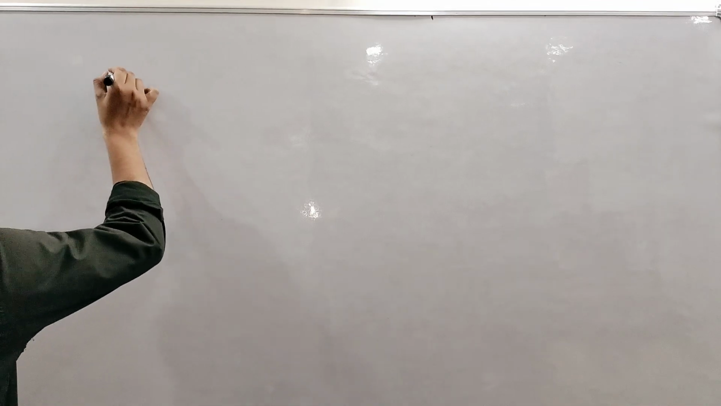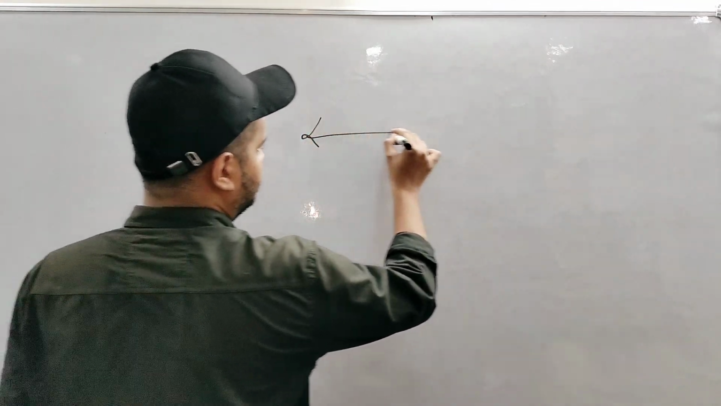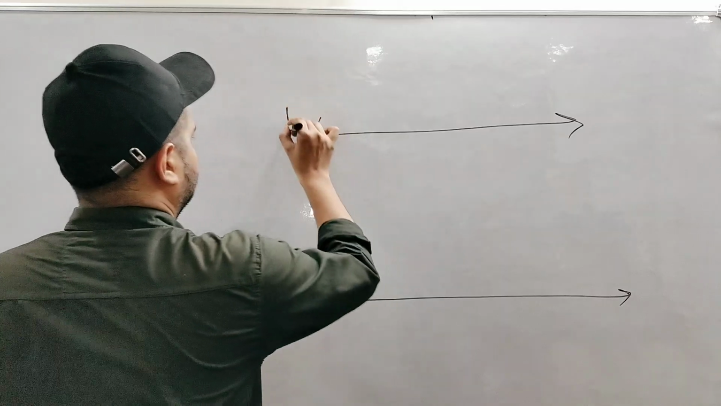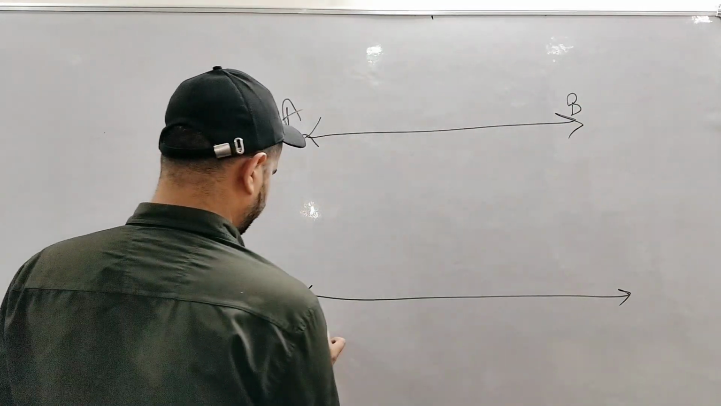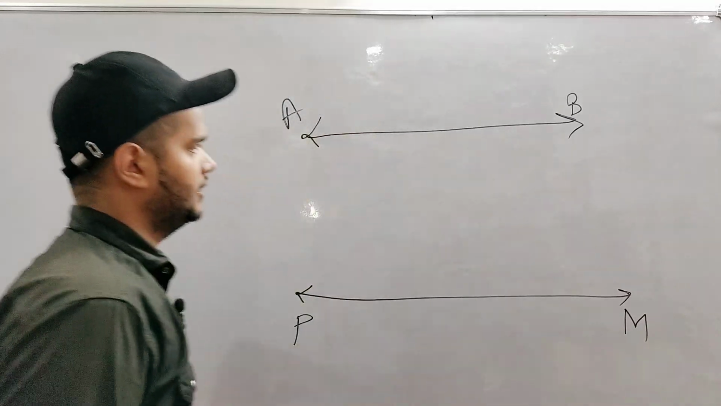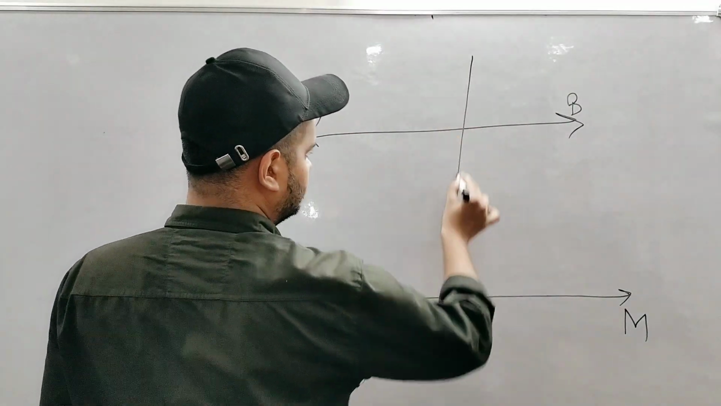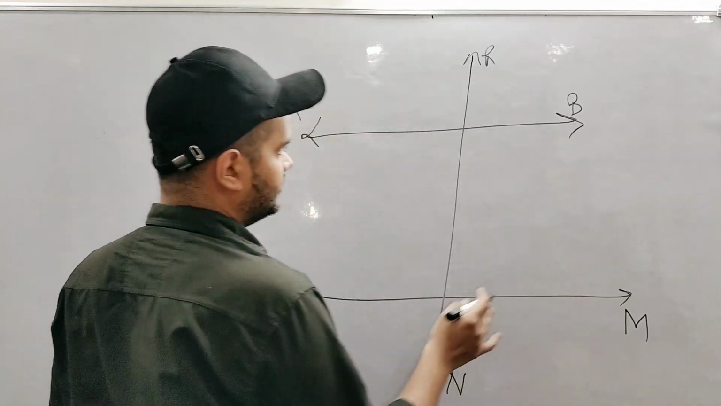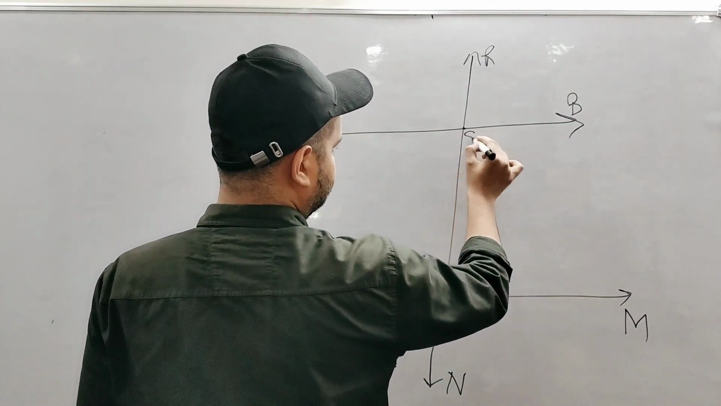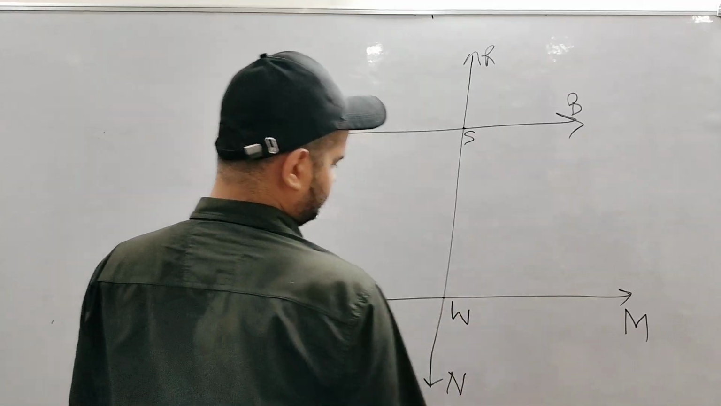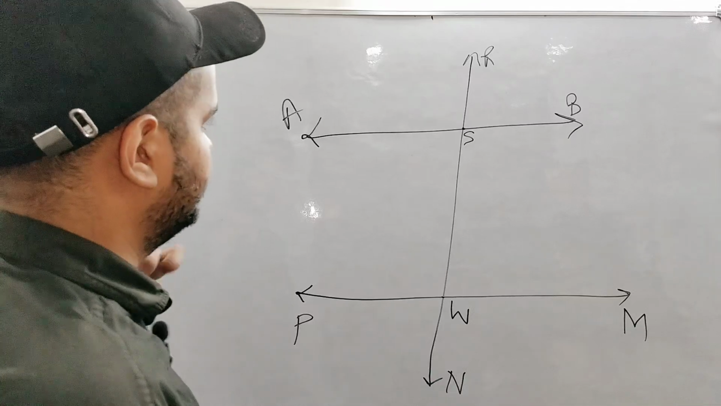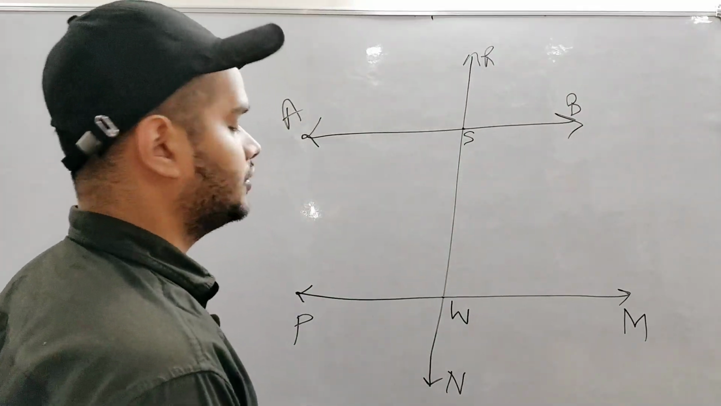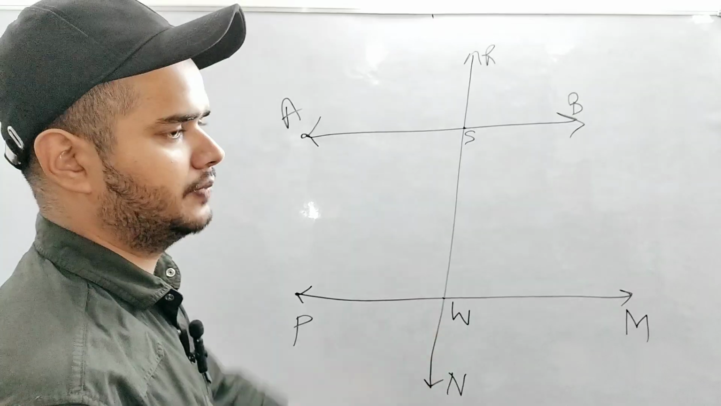Now, next angles are formed by two parallel lines. Highly important, note it down. Let AB be parallel to PQ and let RN intersect these two parallel lines at S and W. So there are some equal angles forming between these two parallel lines.